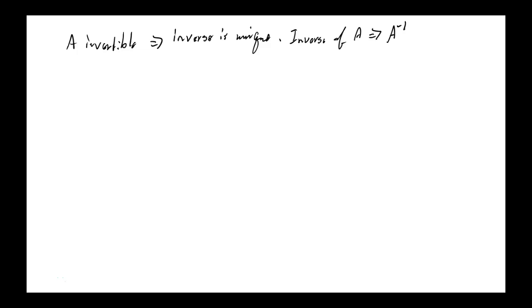So it was given that A was invertible, okay? What that implies is there is some inverse, A inverse, such that A times A inverse is equal to A inverse times A, and both of these are equal to I of the same dimension they are, okay? Now, that's what it means to be invertible, okay?